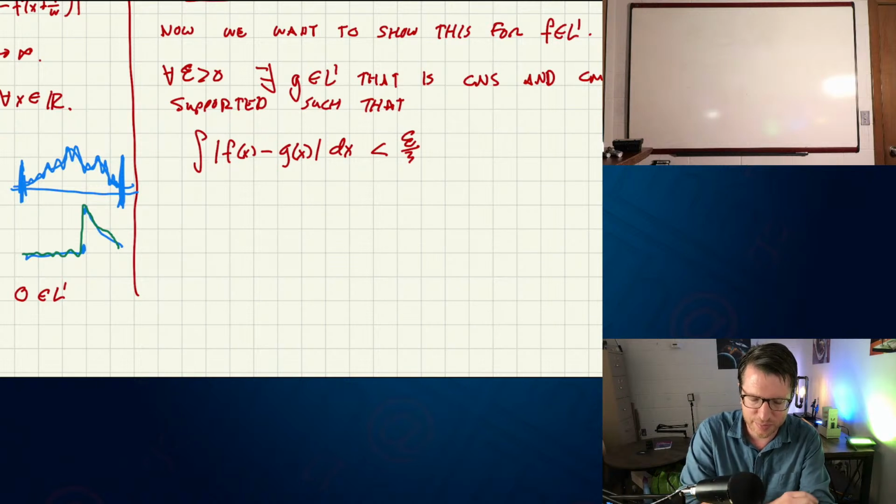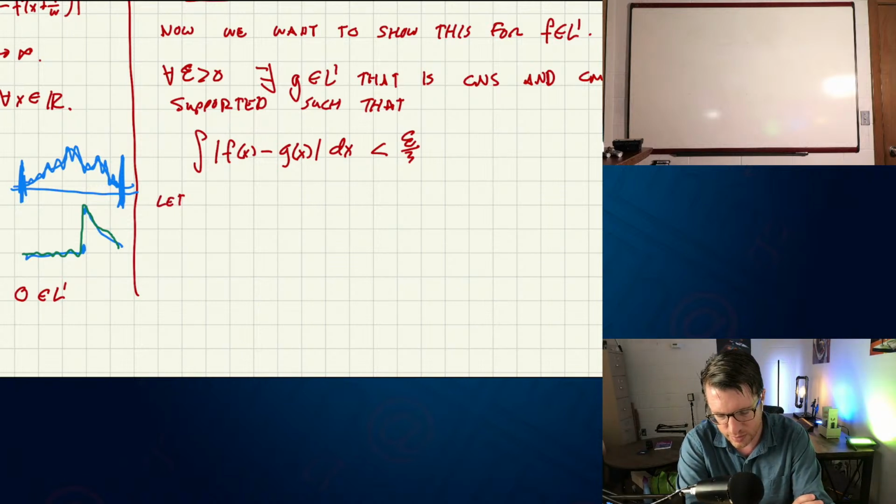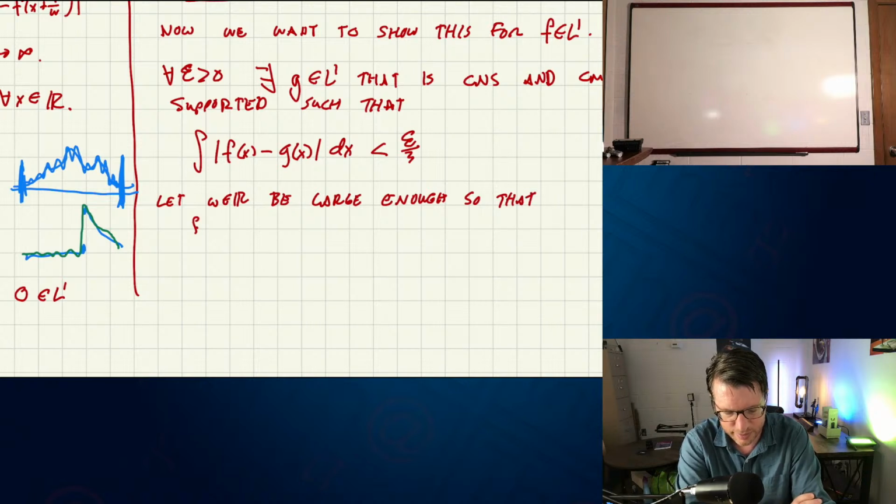And so we're going to use the approximation ability of continuous functions inside of L1 in order to wrap this up. And so we have that, and now what we can do is let omega in R be large enough so that basically g hat of omega is going to be less than epsilon over 3.